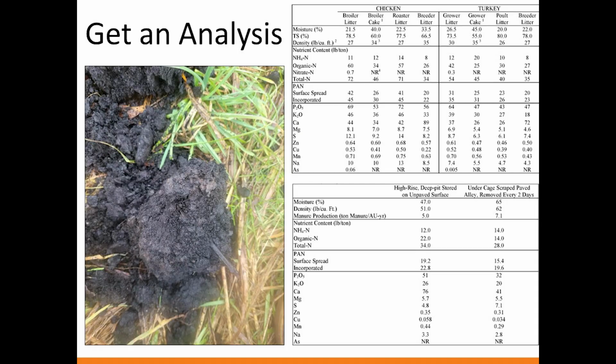This is some data from South Carolina that just shows the characteristics of all these different types of litter: broiler litter, the cake, and then also the layer manure. And what you're going to see is that it varies according to the different type of poultry litter.